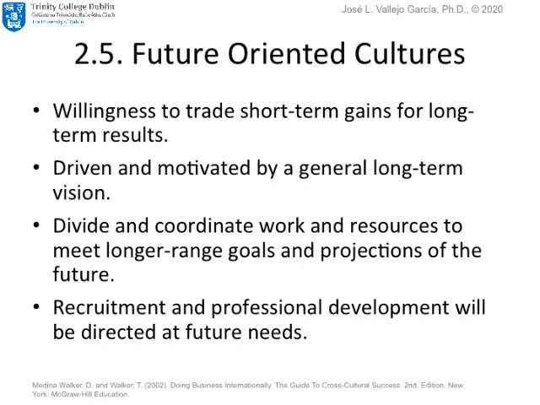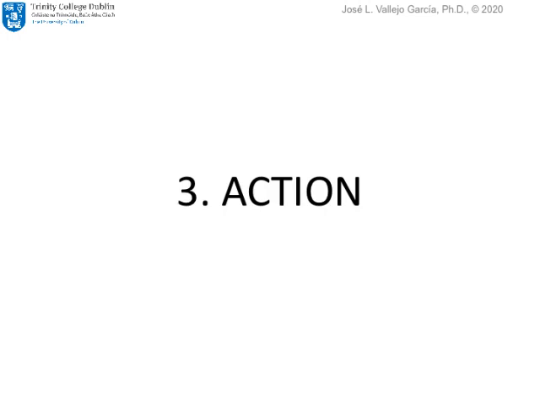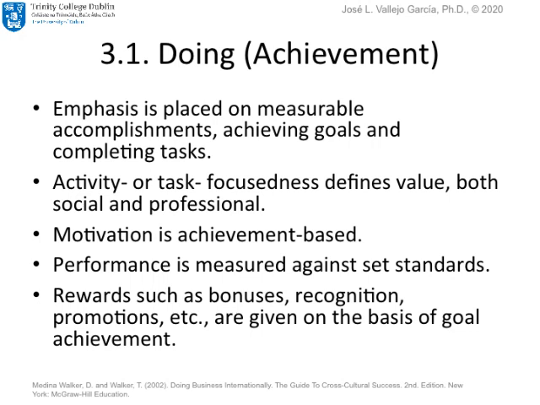The third dimension here is action, okay? And it's subdivided in doing versus being type of cultures. Doing type of culture related to achievement. Emphasis is placed on measurable accomplishments, achieving goals and completing tasks. Activity or task focusedness defines value, both social and professional. Motivation is achievement based. Performance is measured against the set standards, and rewards such as bonuses, recognition, promotions, etc. are given on the basis of global achievement.